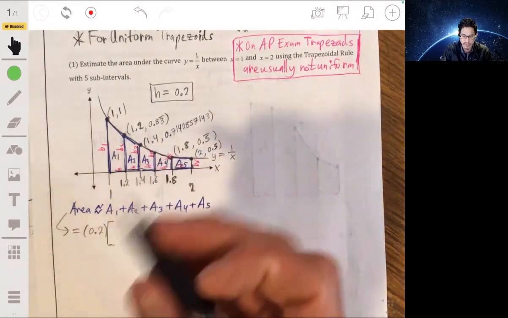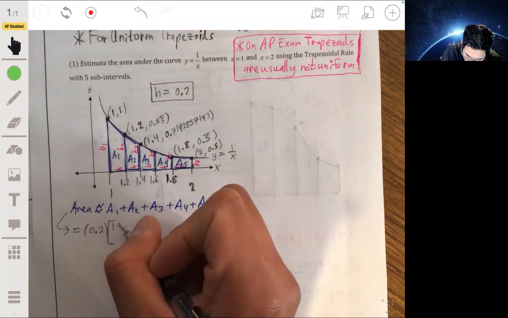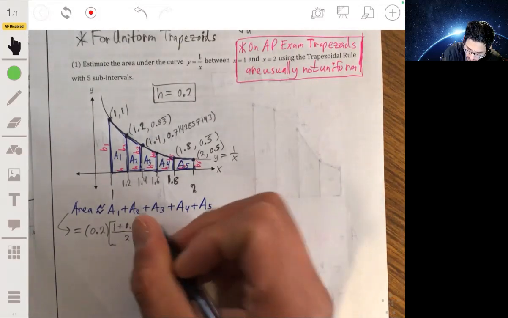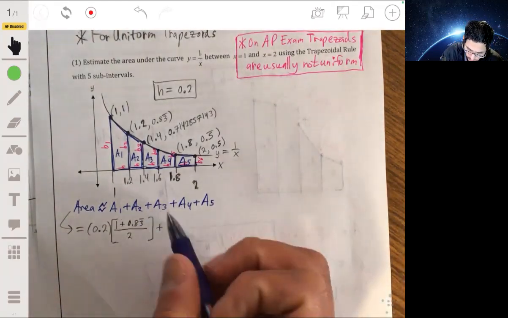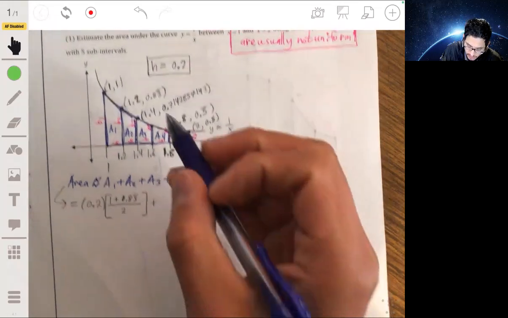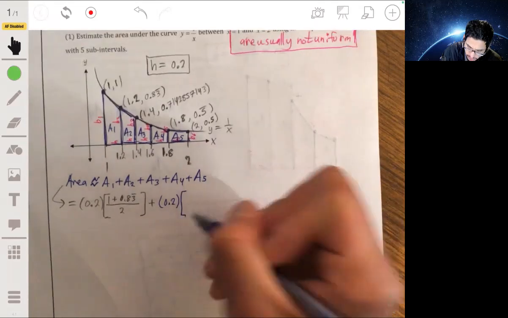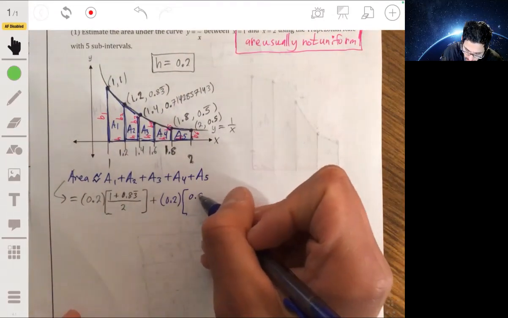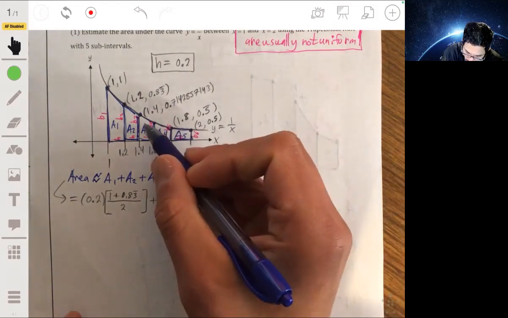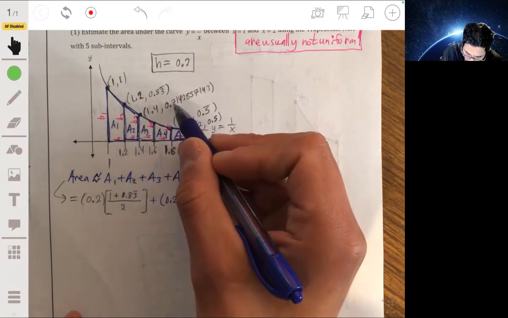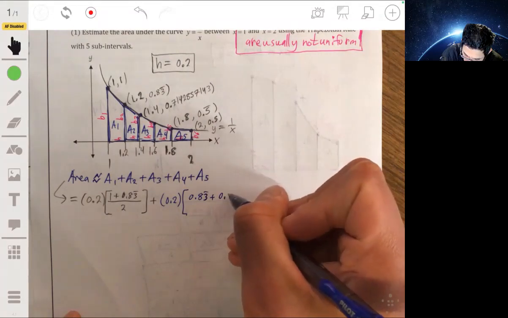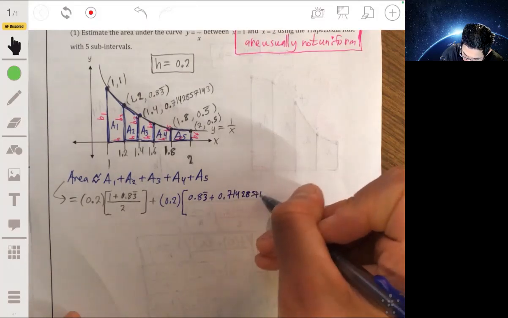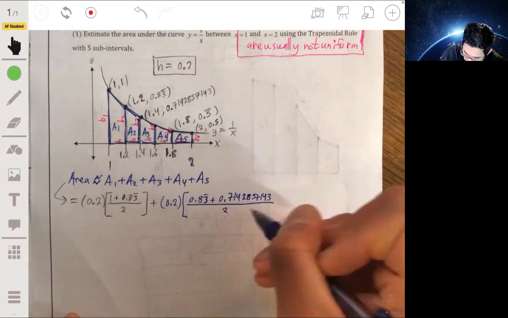So A1 is 0.2 times B1 plus B2, which is 1 plus 0.83 repeating, divided by 2. That's your A1. Now A2, let's switch the color here. The height stays the same, so 0.2 times B2 plus B3. B2 is 0.83 repeating, plus this number, 1 over 1.4, which is 0.7142857143.